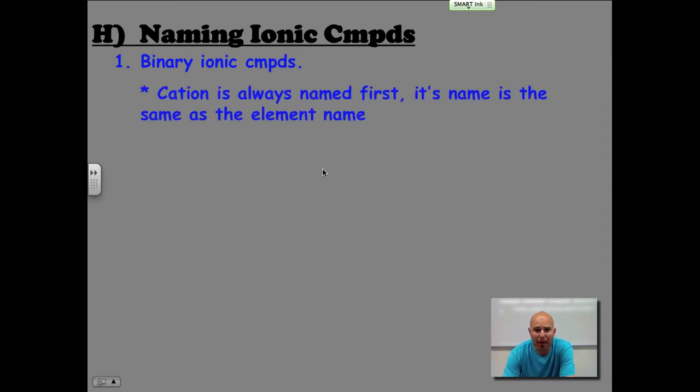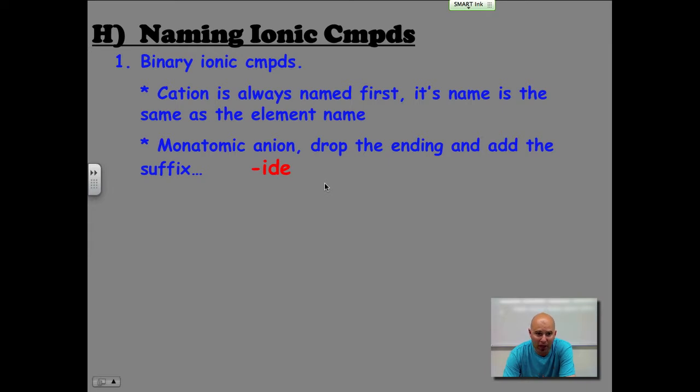There's no addition, subtraction, etc. So let's take a look at naming them. The first, for binary ionic compounds. Binary ionic compounds means that you're talking about just two things, a positive and one negative. There might be more than one of them, but one positive and one negative. When you name binary ionic compounds, the cation is always named first, and its name is the same as the element name.